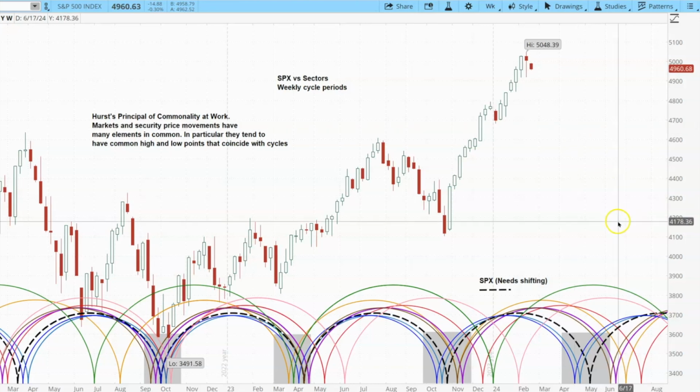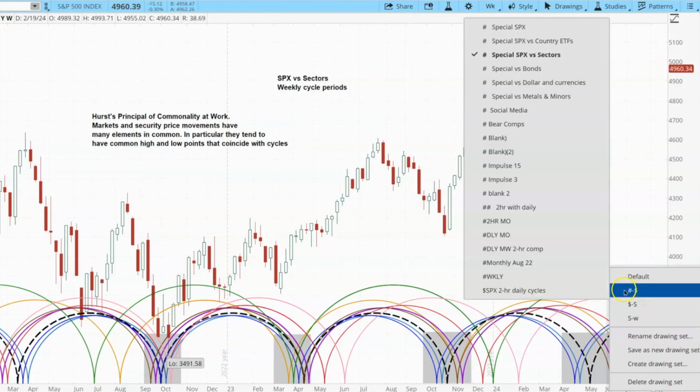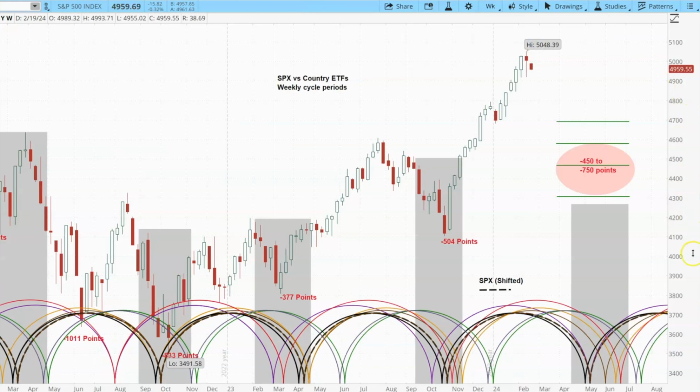So now let's compare this. Instead of looking at the sectors, let's switch this over here and look at the country ETFs and compare this to other country markets. And you can see in here, look at this beautiful nesting period right in here as the market fell into that period.